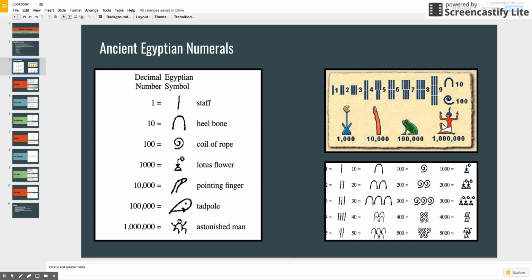These images show the many symbols that were used as numerals. So numbers 1 through 9 were represented with the staff, and then multiples of 10 up to 100 are represented by the heel bone, and so on in multiples of 10. In the next few slides, I will show you how these symbols are added, subtracted, multiplied, and divided, and how each function changes how the numerals were written and arranged.